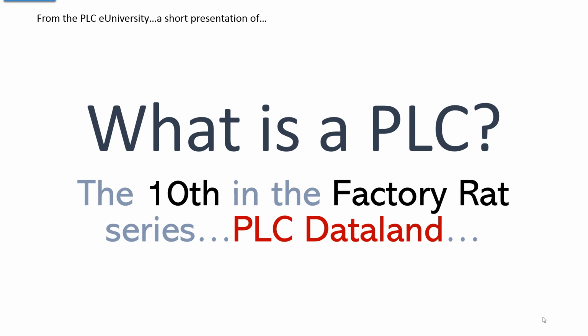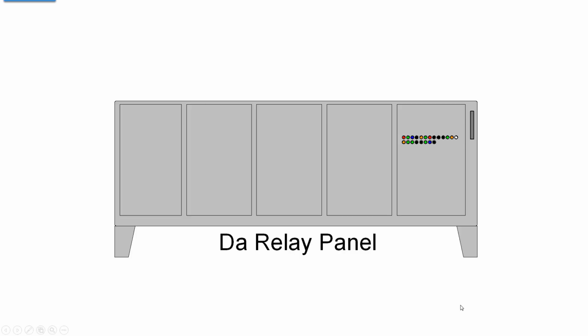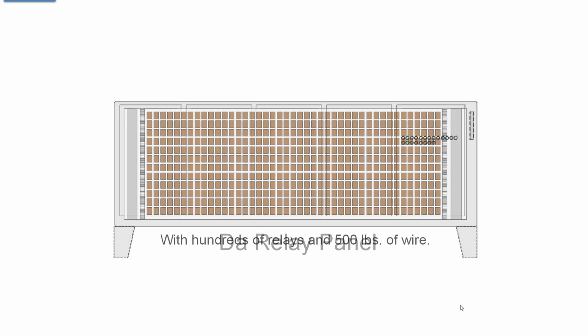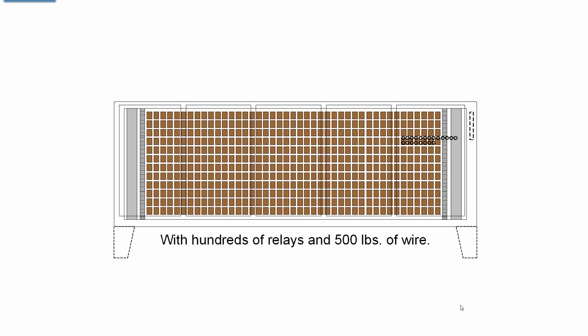Another short presentation from PLC University. What is a PLC? This is the 10th in the Factory Rat series. This one is PLC Data Land. Everything that takes place in a PLC takes place in RAM, or in the memory of the PLC. If you have not watched the earlier presentation on ladder logic, you need to go watch that now.